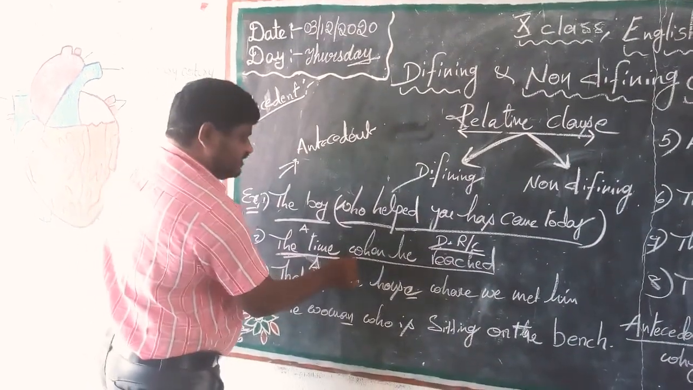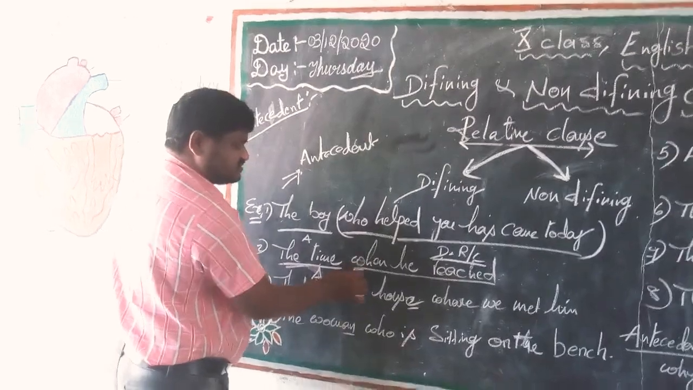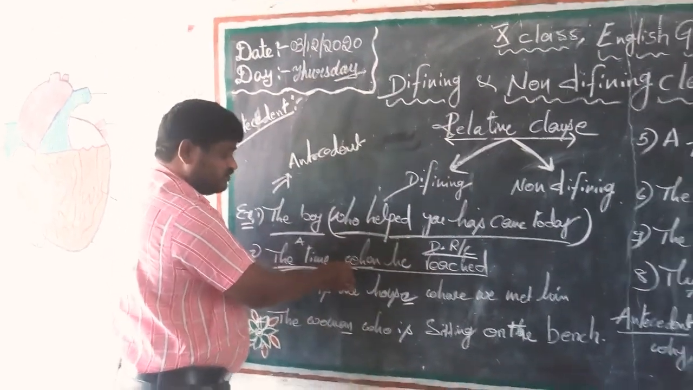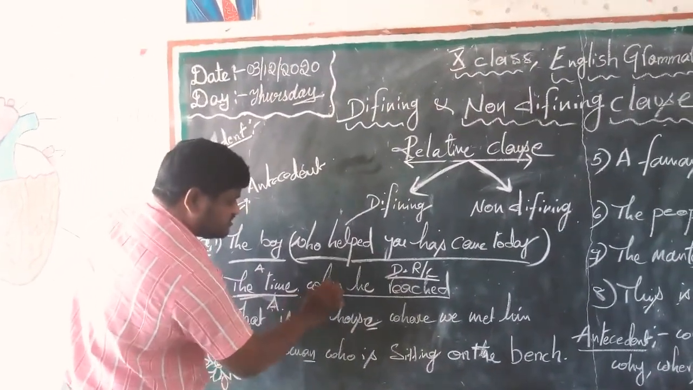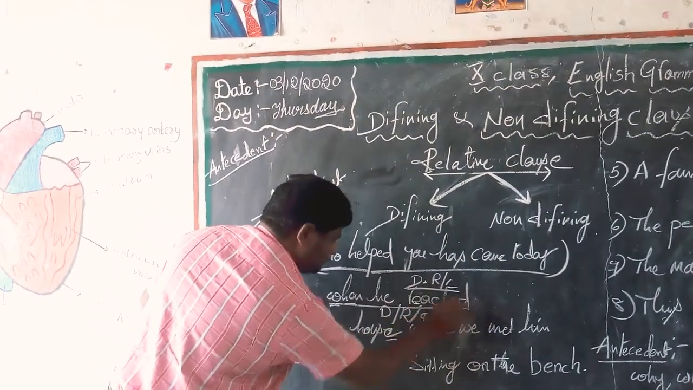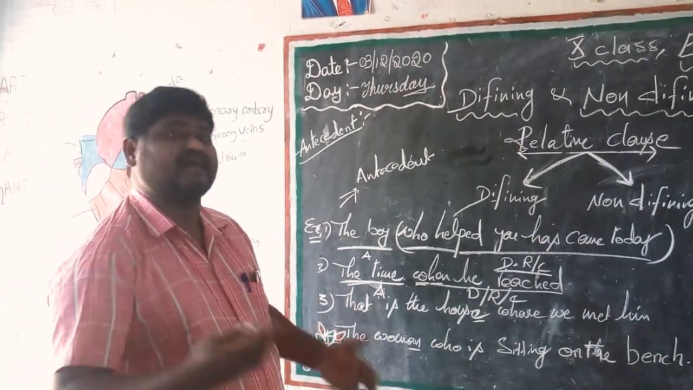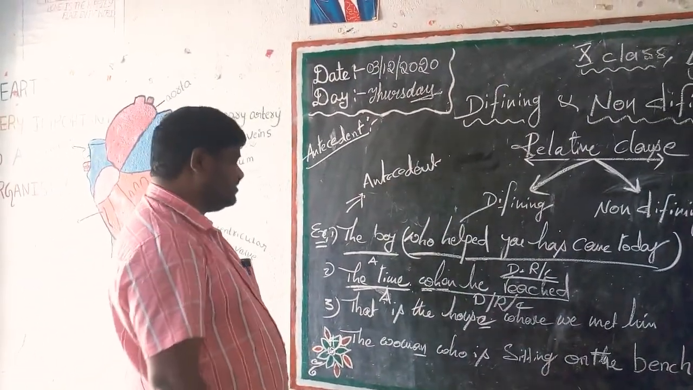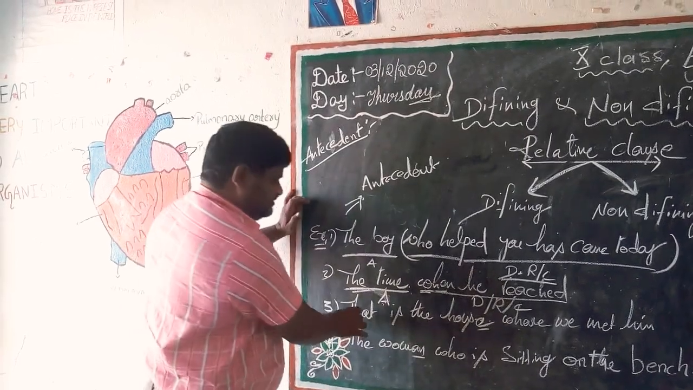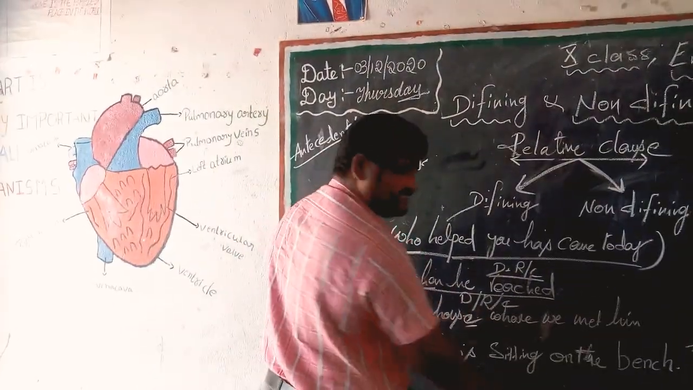And then next, antecedent plus clause. Why? Because it starts with a WH word. The WH word means when he reached, and this is the defining relative clause. Why? Because in this sentence we do not know the particular time. That's why. Next one.